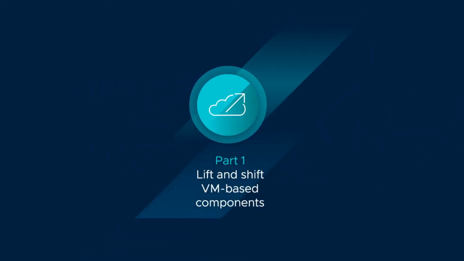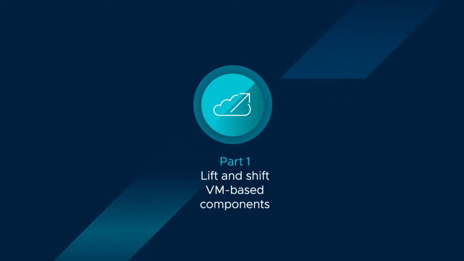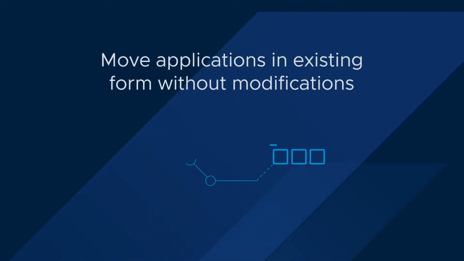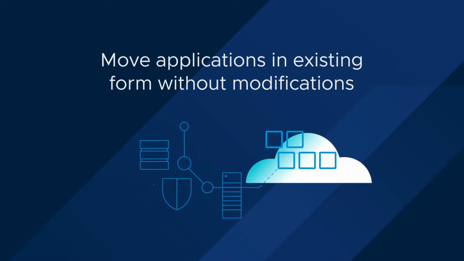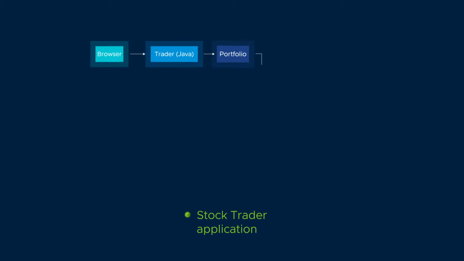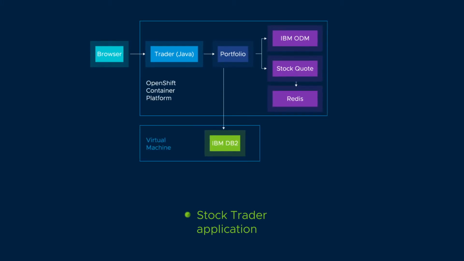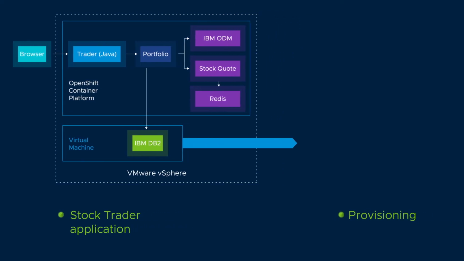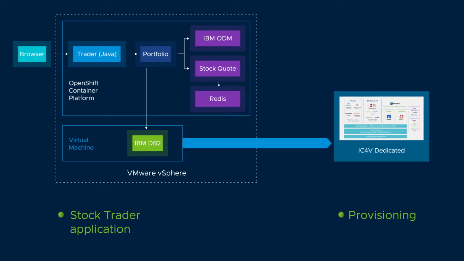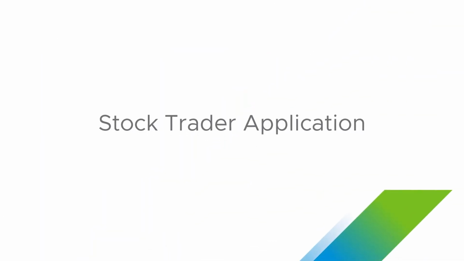Let's walk through lift and shift, where Acme Bank will move an existing VM-based component of their heritage application. This shows us how teams can move applications in an existing form to IBM Cloud with VMware Solutions without requiring any modifications. Here's what we'll see in detail. A review of the Stock Trader application, which is currently installed on Acme Bank's on-premise data center powered by VMware vSphere. The application itself includes an OpenShift-based application tier and VM-based database tier. We'll look at provisioning a new instance of IBM Cloud for VMware Solutions dedicated in the IBM Cloud portal to host the application. And finally, how teams can automate migration for the Stock Trader's VM-based database to IBM Cloud for VMware Solutions using VMware HCX. Great, let's start by looking at the application.